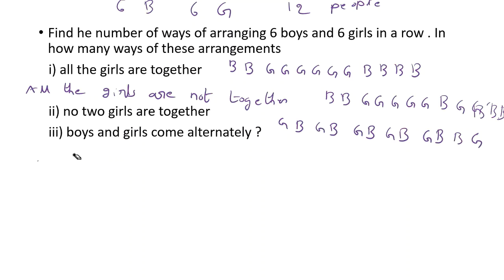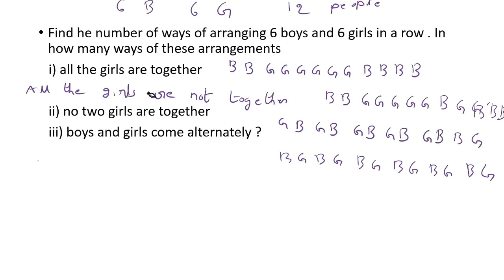Now let us come to the last one. So boys and girls occupy, sit alternatively. So we have boy, girl, 2, 3, 4, 5 and 6. So in order to understand these statements, you can look into these arrangements.